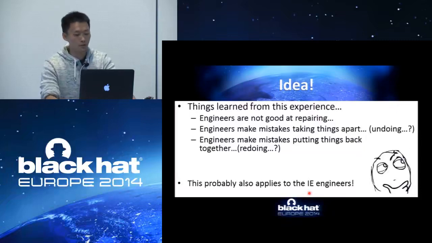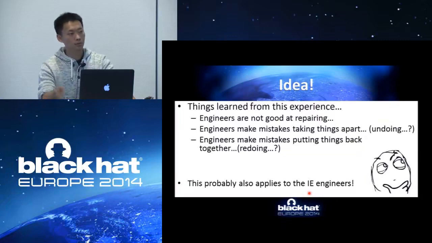So we have a very rough idea: try to do something, then undo something. Maybe this will trigger some reference issue, use-after-free issue, or maybe if we try to redo something, we can trigger some issues.